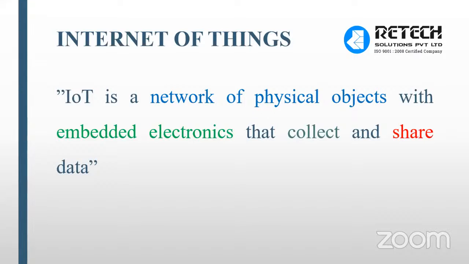Okay. Data means first we use one microcontroller to read the data and transfer it to the cloud. What is a microcontroller? A microcontroller is based on embedded systems. Embedded means a combination of both hardware and software. Before that, I will tell you that Internet of Things, IoT, is a network of physical objects with embedded electronics that collect and share data.